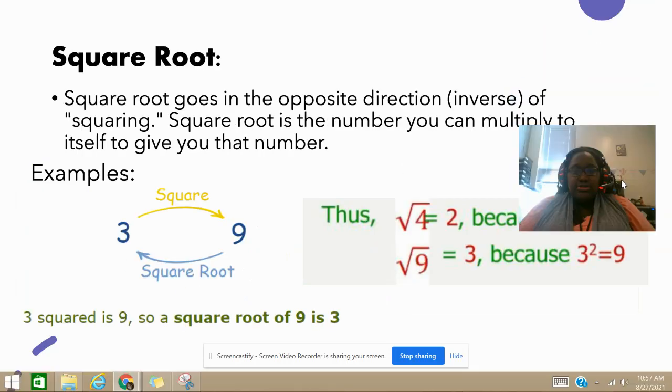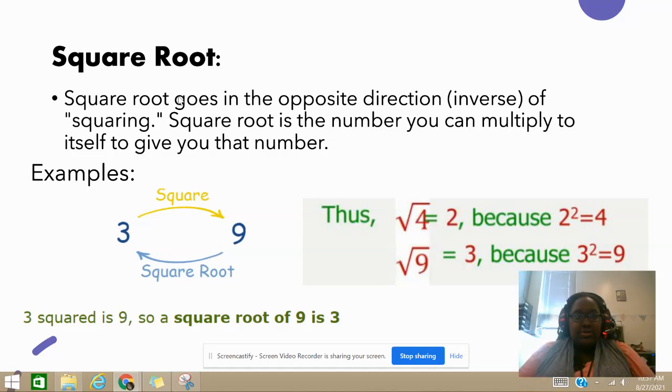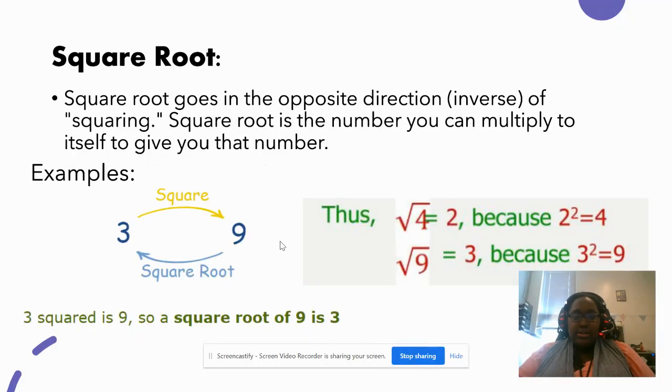Now we're looking at square roots. In this case, square root, it says it goes the opposite direction. So it is the inverse of squaring. A square root is a number you can multiply by itself to give you that number. So here's an example. We have 3. If I square 3, it's going to give me 9. So 3 times 3 is 9. And if I take the square root of 9, it'll give me 3. Here's some examples. The square root of 4 is 2 because 2 squared is 4. And then the square root of 9 is 3 because 3 squared is 9. And again, make sure that you copy down this vocabulary word in your notes.